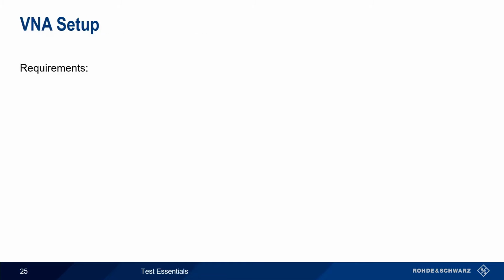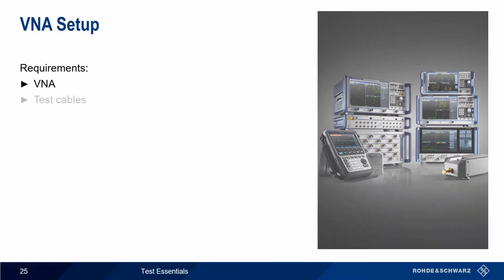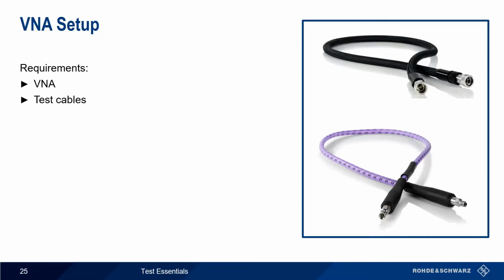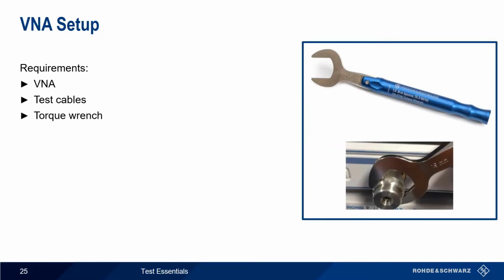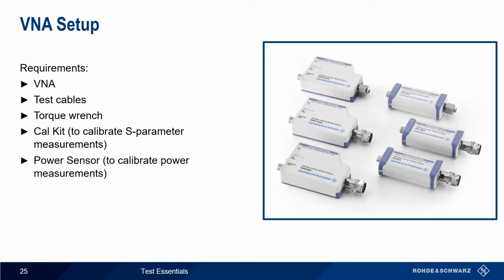What equipment is generally required for a VNA setup? The first is obviously the VNA itself, with performance suitable for the application at hand. Next, you'll need phase-stable test cables appropriate for the demands of the application. Torque wrenches must be used to ensure repeatable RF performance. These are required where the test cables connect to the VNA and also where they connect to the device under test. A cal kit is required for calibration or system error correction. Both manual cal kits and auto cals are available today. Finally, power sensors are required for applications where accurate absolute power measurements are necessary, such as with amplifier measurements.